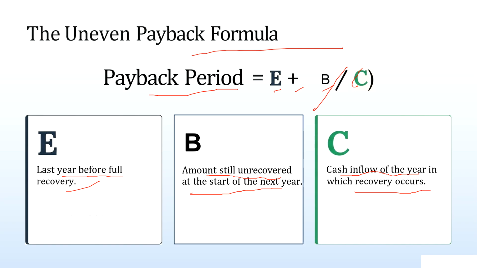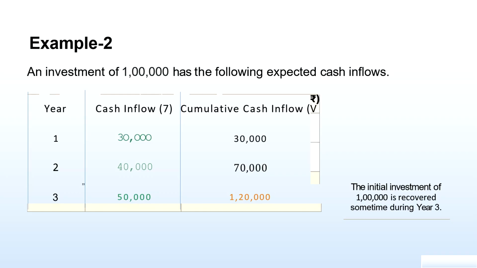Now let's move through the example. See the example of the uneven method formula. An investment of 1 lakh rupees has the following expected cash inflow. This shows the year, the cash inflow, and the cumulative cash inflow.